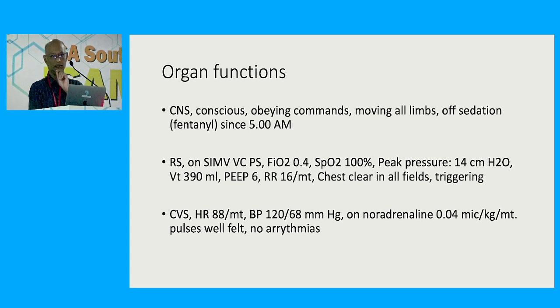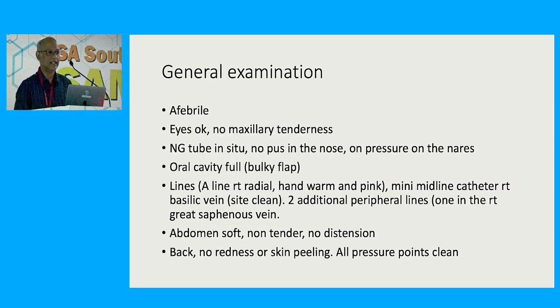Unless you have a specific reason to look for, just do only so much. Coming to the general examination, do a head to toe quickly. Patient is afebrile, you look at the eyes for any changes. Look for maxillary tenderness, because any patient in the ICU who's had a Ryle's tube or a nasogastric tube for long, make sure that you check that, because that's one of the sites of infection for them. If they have tenderness, you need to look at the maxilla for any sinusitis.